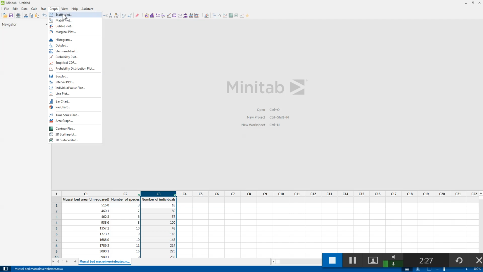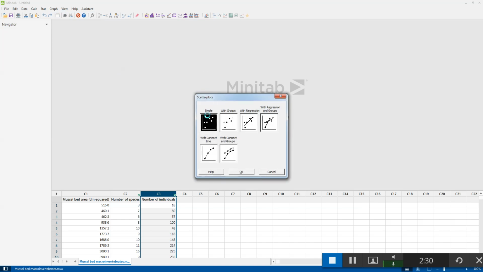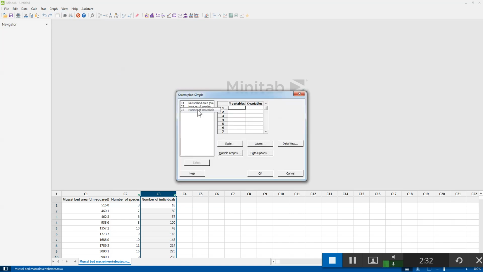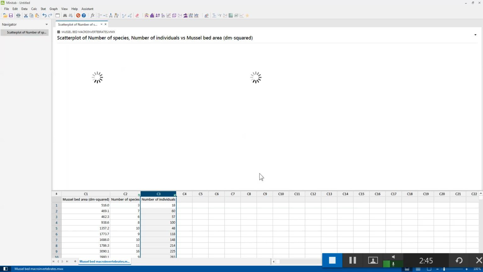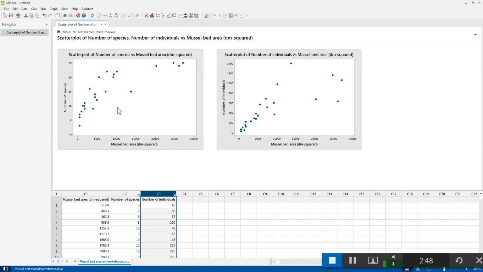Okay, so first job, let's build a couple of scatter plots. We want to put on the Y the number of species, the predictor is the mussel bed area, and we'll do the same for the number of individuals with the same predictor. I wonder what it looks like. Let's see. Come on, Minitab, no hurry. There we go. So we've got 2 plots have appeared.